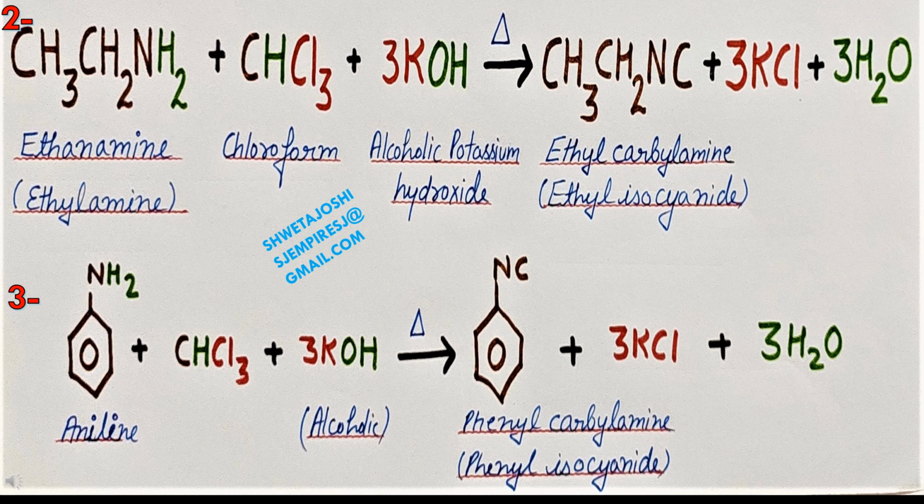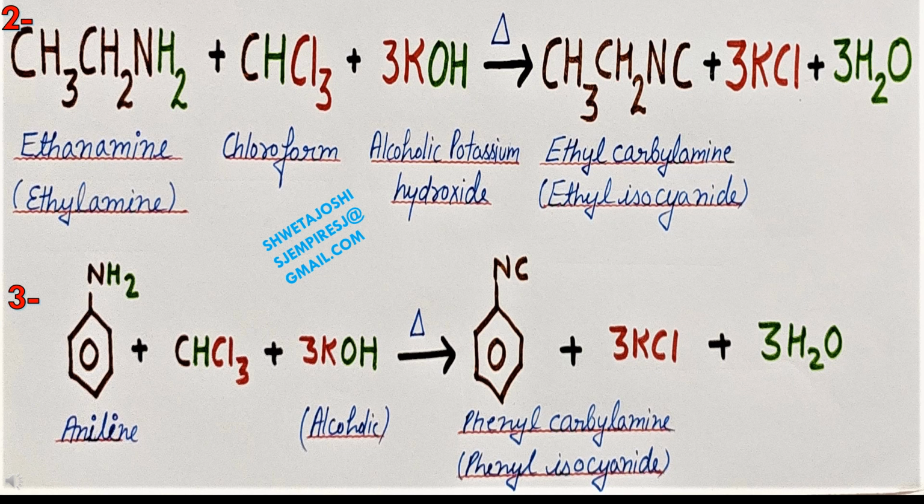So in our third example, we are going to take aniline, which is benzene ring having NH2, which is also our primary amine. We are going to react this aromatic primary amine with chloroform and 3 moles of alcoholic KOH solution. Upon heating, it will form phenyl carbylamine or phenyl isocyanide. The side products will be 3 moles of KCl and 3 moles of water.